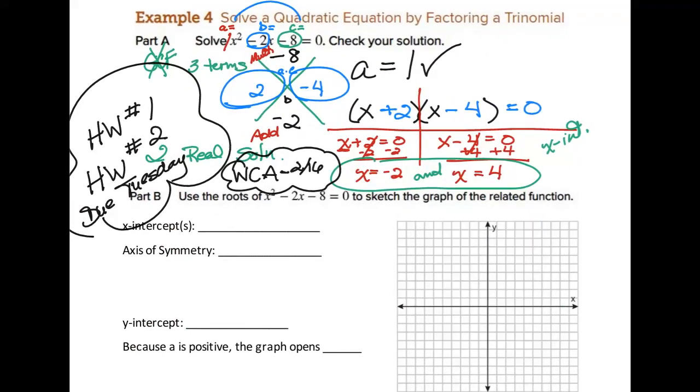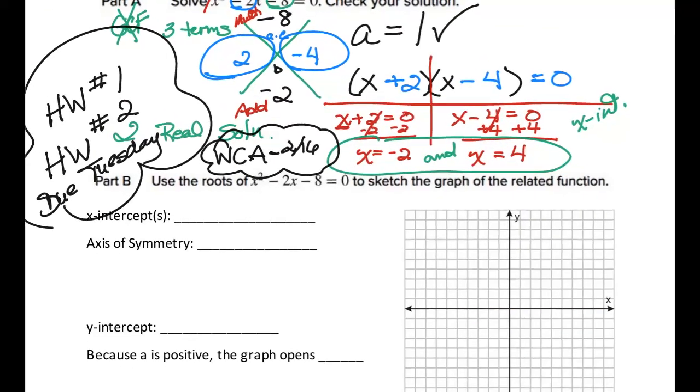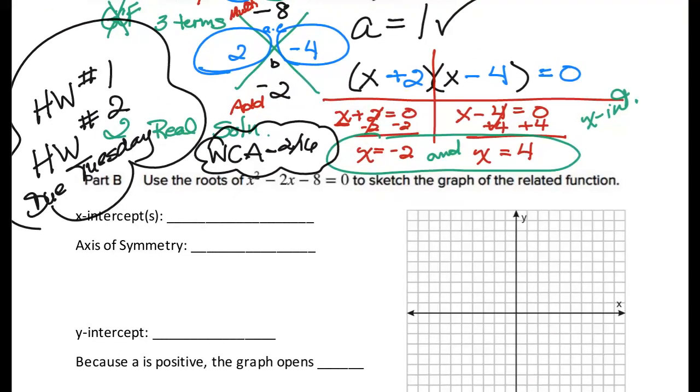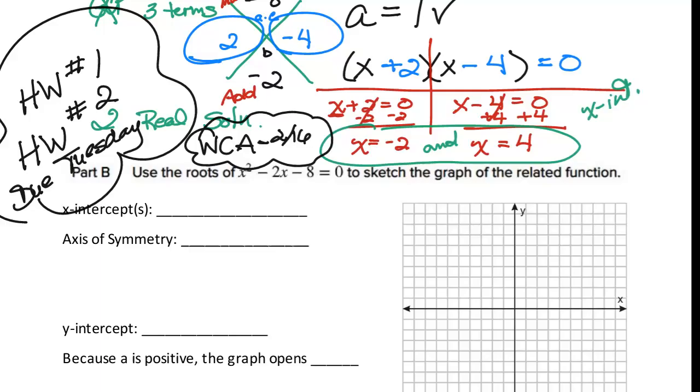Okay? So part B says use those roots of the equation x squared minus 2x minus 8 equals 0 to sketch the graph of the related function. All right. So our x-intercepts are as they presented above when we said x equals -2 and x equals 4.